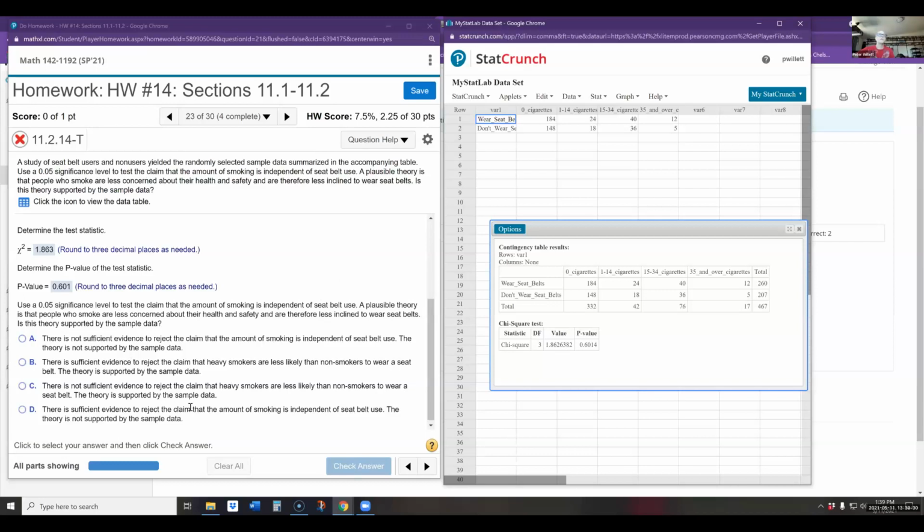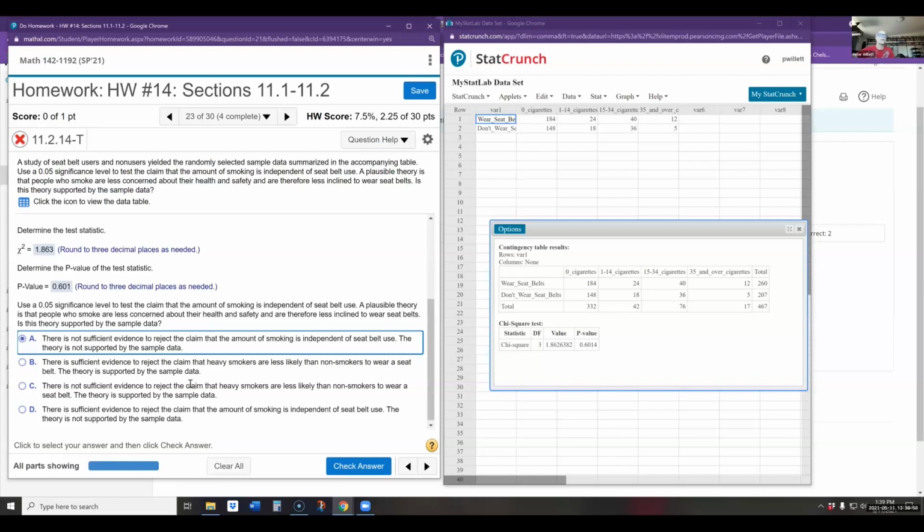So which of these tells us that that's what we're going to conclude? There is not sufficient evidence. That's true. There was not sufficient evidence to reject the claim that the amount of smoking is independent. That would have been what we would reject if P was low. So there's not sufficient evidence to reject that they're independent. The theory is not supported by the sample data. That looks right. I haven't read the others yet, but that looks right.